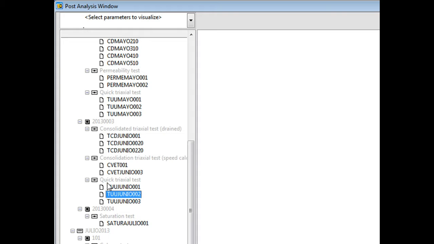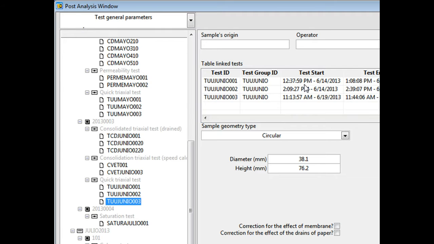Well, this is a triaxial UU. So we can see the general parameters. This is the test group ID. This is because they have the same name. This is the reason, because they are together.